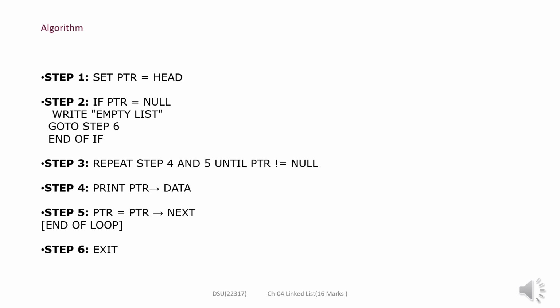Now the algorithm for traversing. First step is set PTR is equal to head. Second step, if PTR is equal to null, write empty list, go to step 6, end of if. Then step 3, repeat step 4 and step 5 until PTR is not equal to null. Step 4, print PTR data and step 5, PTR is equal to PTR next, then end of the loop, and in step 6 exit. This is the algorithm for traversing the singly linked list.